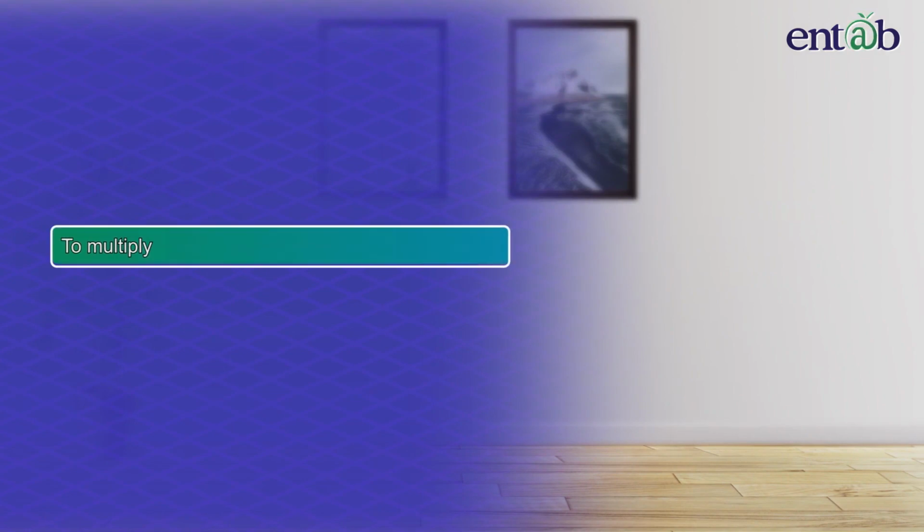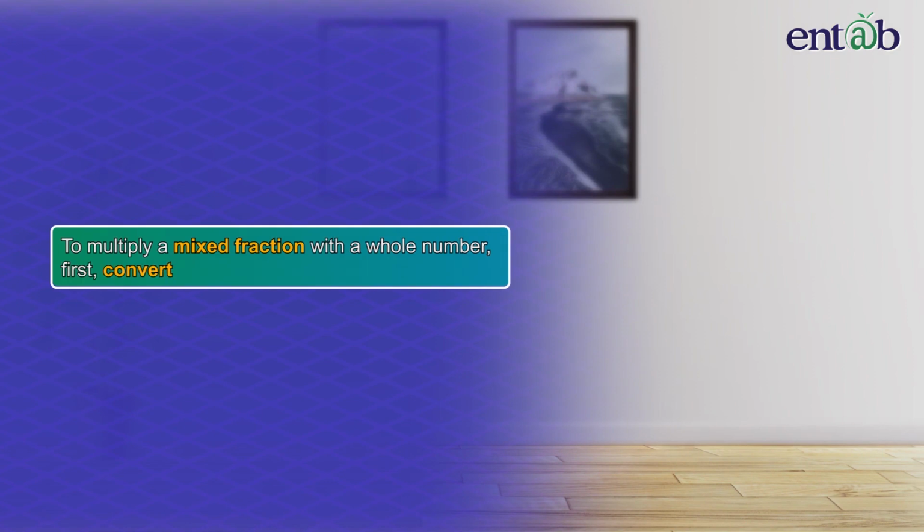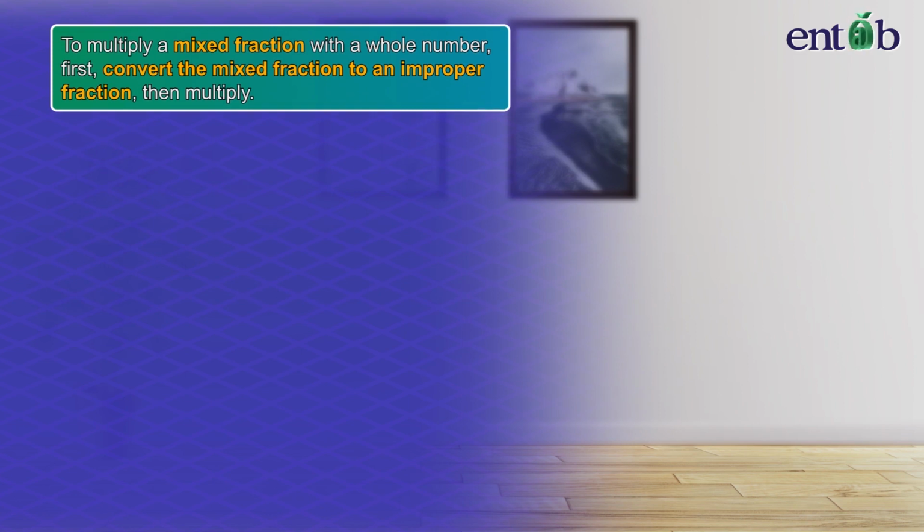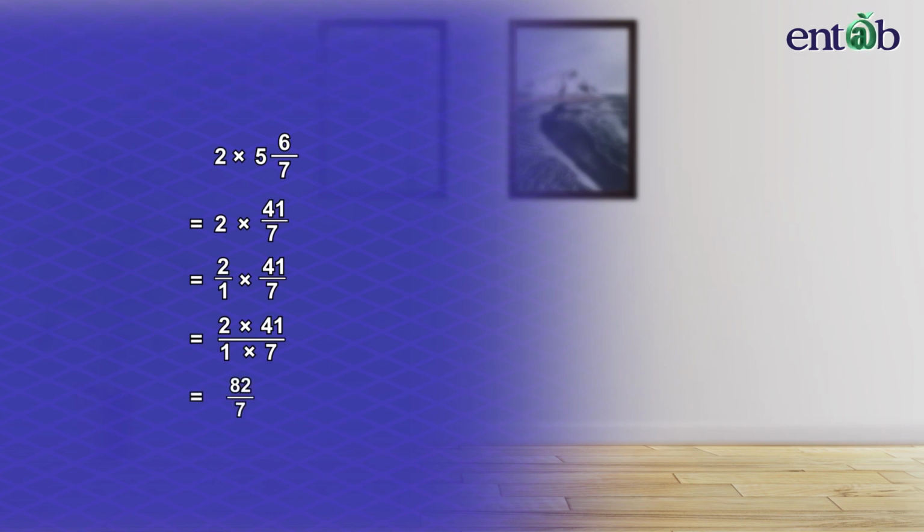Now, to multiply a mixed fraction with a whole number, first convert the mixed fraction into an improper fraction and then multiply. For example, if we want to multiply 2 with the mixed fraction 5/6 over 7, first we will convert 5/6 over 7 into the improper form. Now, multiply both the numerators and both the denominators. We get 82 over 7.